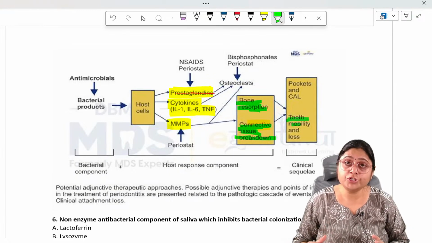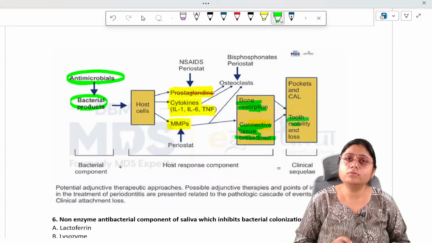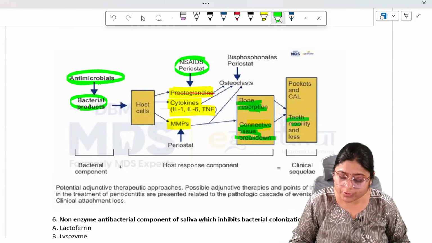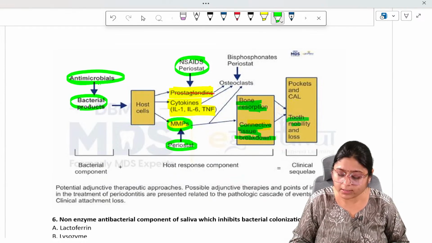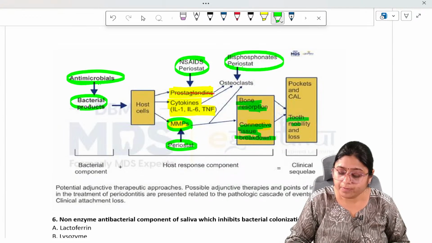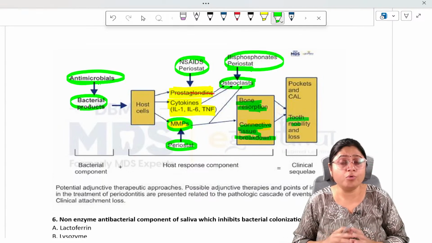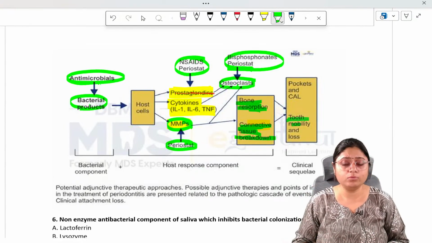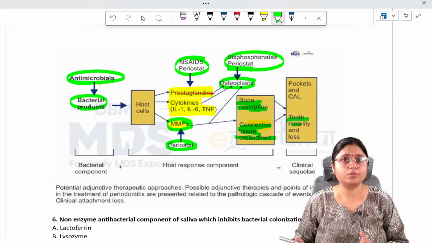Now, in host modulation therapy or HMT, we can either give antimicrobials which will inhibit the bacteria, or we can give NSAIDs and Periostat, which work on prostaglandins and cytokines. Periostat is a kind of SDD. It also acts on MMPs. Bisphosphonates work on osteoclasts as well. So if you don't want to read anything, just remember and understand this diagram first, and you will be able to answer all your questions related to HMT.